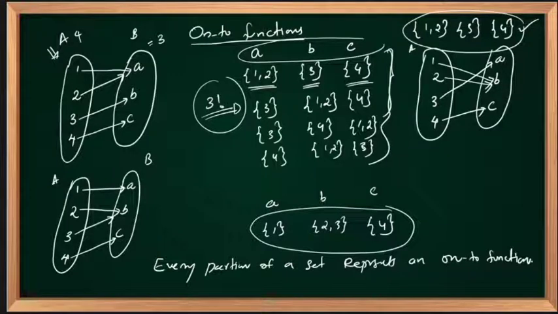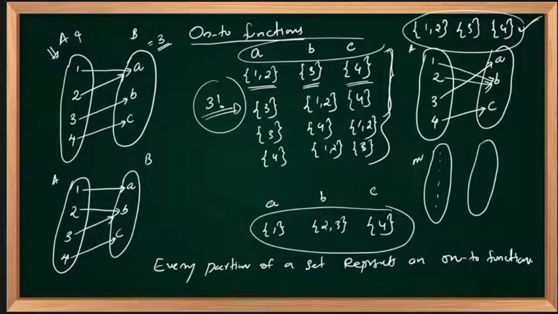How many such partitions are possible, that we'll find out, okay? But given a partition, we can always find 3 factorial different onto functions if the size of B is 3. Now for a general case, let's assume you have m elements here and you have n elements here.